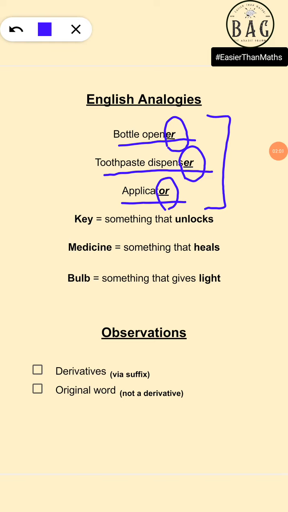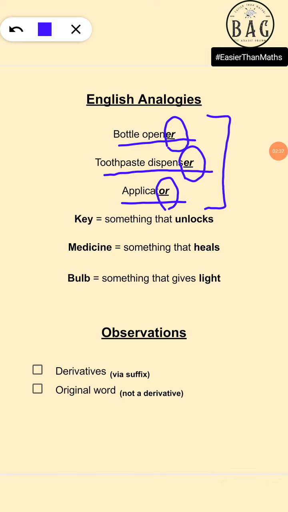Okay, so opener, so it is a tool that helps us open something. Then dispenser, it is a tool or an instrument that helps us dispense the toothpaste on toothbrush. Okay, then applicator, it is any instrument or a tool that helps us apply something over something else. Okay, so that's one of the ways of making tools in English.